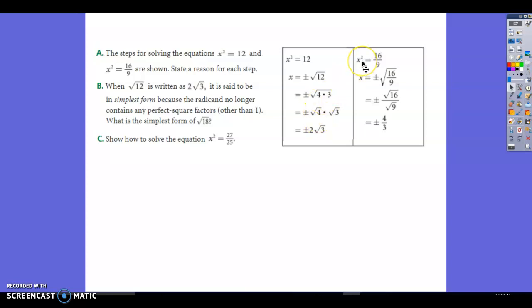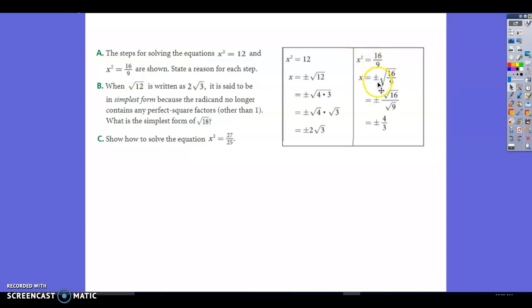So x squared equals 16 over 9. All right, when I look at this, I'm looking at something squared. Well, 16 is 4 squared, and 9 is 3 squared. So when I look at this fraction, I see two perfect squares. So hopefully you recognize that as well. Then you're going to take the square root of both sides. When I take the square root of something squared, it undoes it.